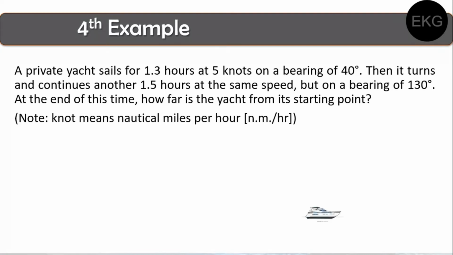So we have a yacht. Sabi sa problem, a private yacht sails for 1.3 hours at a speed of 5 knots on a bearing of 40 degrees. So, to establish this bearing, gawa tayo ng linya. Kung naalala nyo yung compass glass, kung cross yan, yung north nasa ibabaw. North, then west, then south, then east. So, yung north nasa ibabaw.